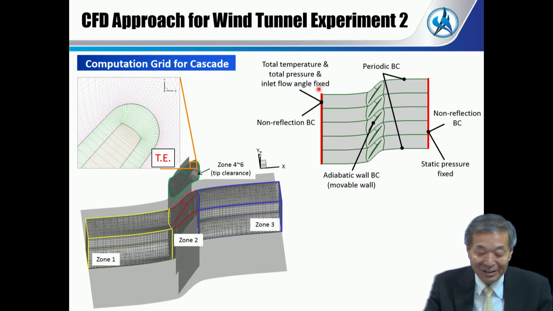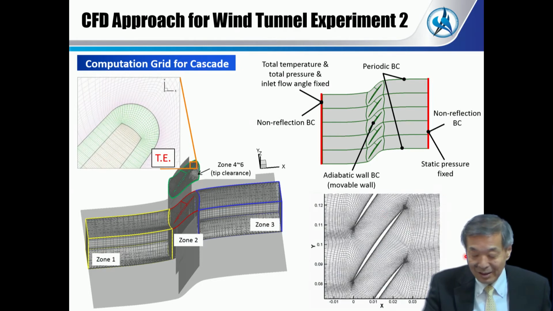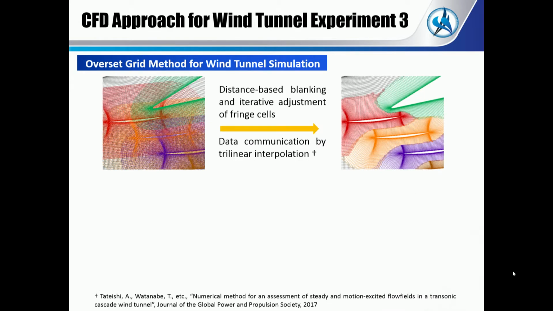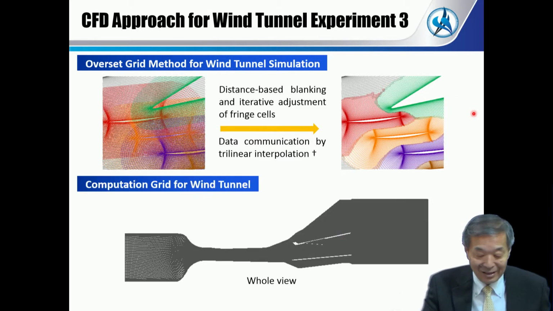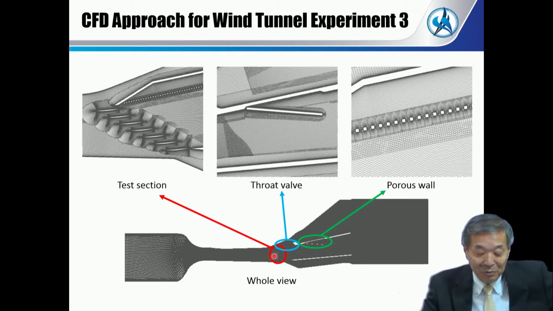So we have a non-reflection boundary condition here. This is an inflow boundary, and this is an outflow boundary. And we use a periodic boundary condition here. Okay. It's a 3D case, but this uses a moving grid technique. And we use the overset grid method for the wind tunnel simulation because it's a very complicated configuration, not only the blades, but also the walls here. The whole view is the computational grid for the wind tunnel, and there is a very complicated structure.